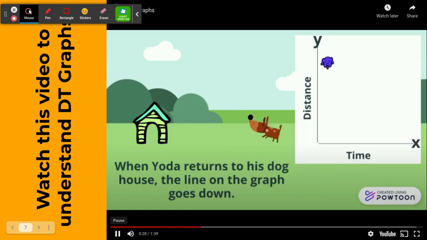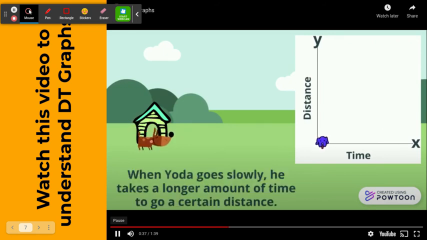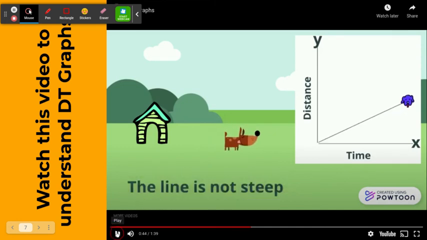Let's draw a new graph showing Yoda going home. Notice the closer he gets to his doghouse, the more his distance decreases. And here, Yoda is moving very slowly. What do you notice about this graph? Hopefully, you noticed that the line was much less steep.